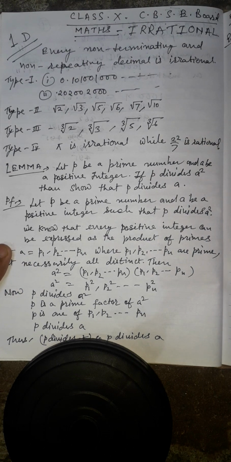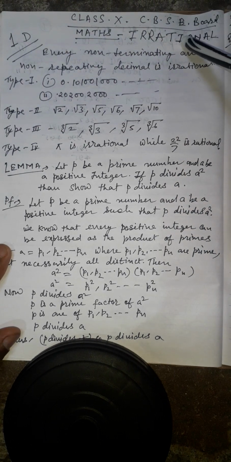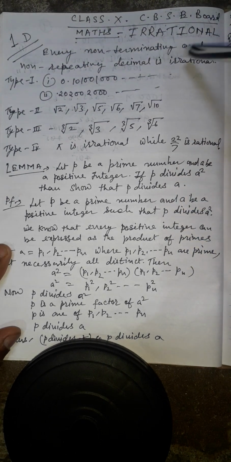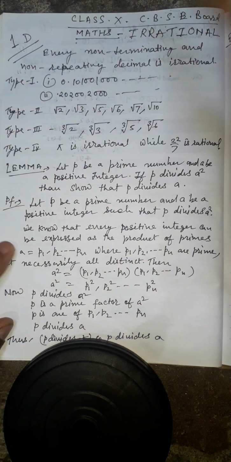I am Vivek Bajpai. Now I am starting class 10 CBSE board maths irrational number exercise number 1D.